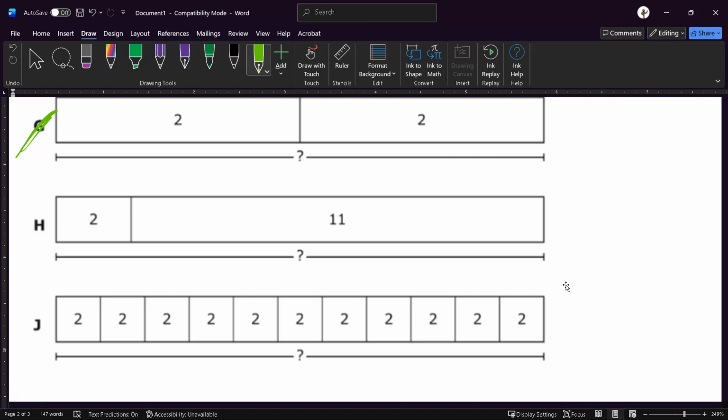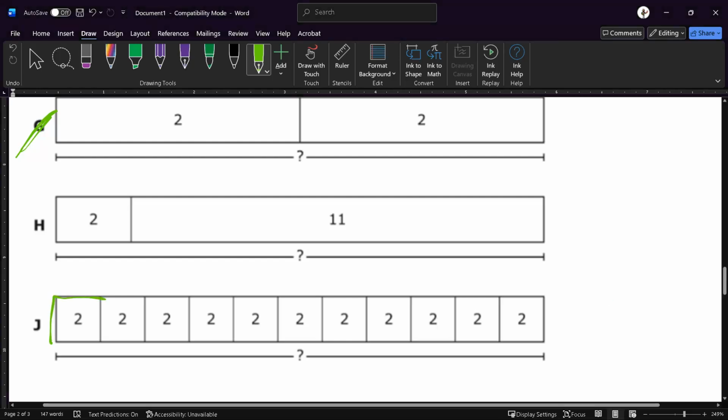Okay. Now let's look at J. J shows 2's and it shows 11 of them. So this one is multiplying 2 times 11. Now H is 2, so we have to make a decision on which one is going to be the correct answer. Okay, so we have 1 piece equals 2.